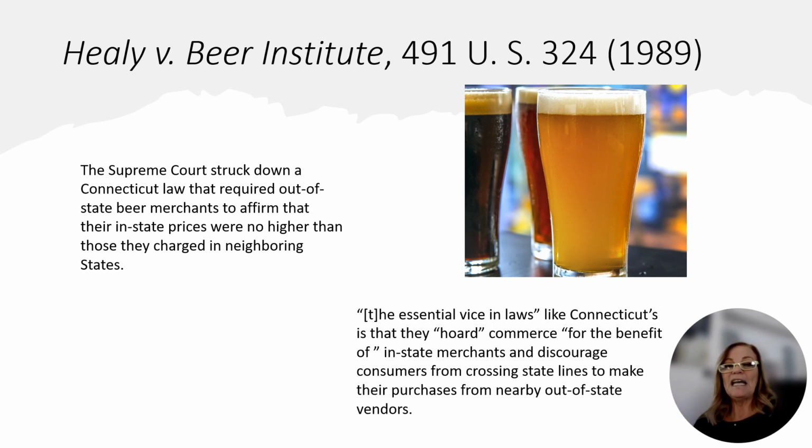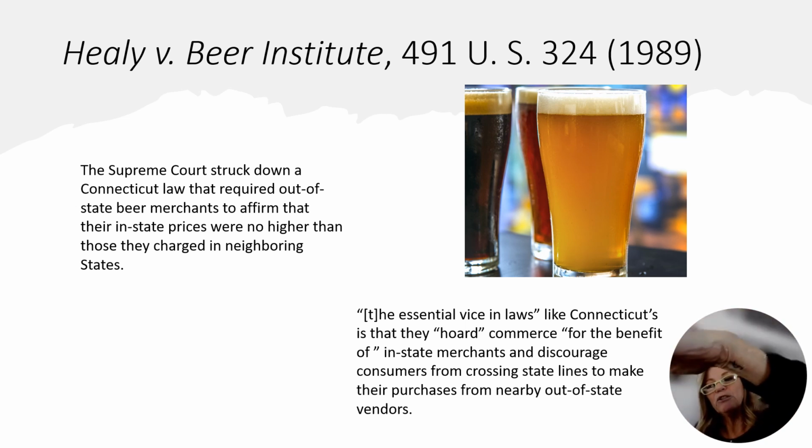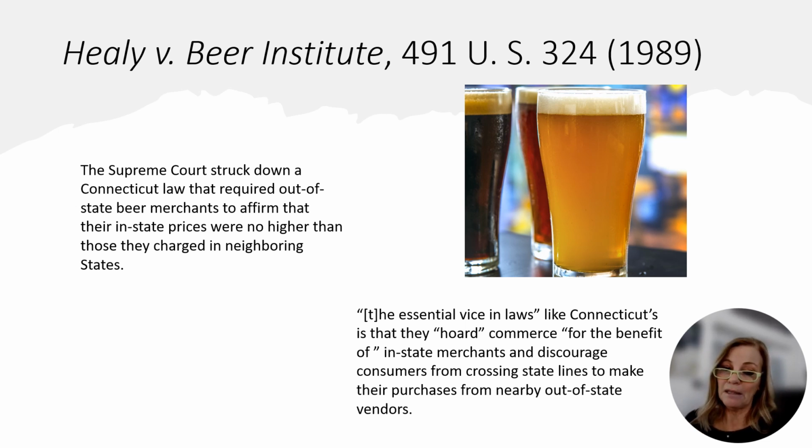And what it said is the essential vice in laws like Connecticut's is that they hoard commerce for the benefit of in-state merchants and discourage consumers from crossing state lines to make their purchases from nearby out-of-state vendors. So that's what they were doing. They were saying, well, you have to sell it as high as our neighbors so that they will have to come to us. And by doing that, even though it's helping our state and we're the ones making the money, you are discriminating against the state next door, because now they're at equal pricing and people aren't going to go to them.